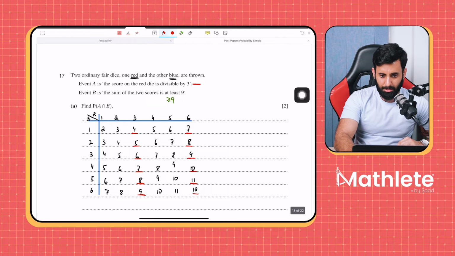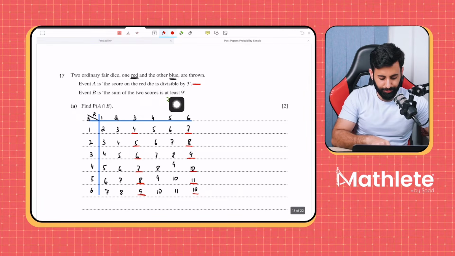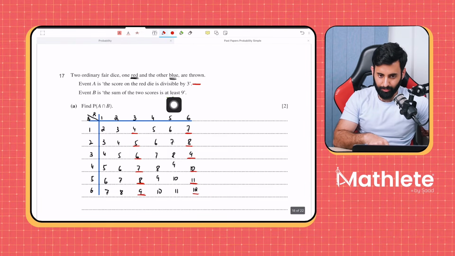Why are we using sample spacing in event A when no sum is required? Okay, I agree. No sum is required, but we do need the sum, right? We do need the sum when the sum of the two scores is at least 9.